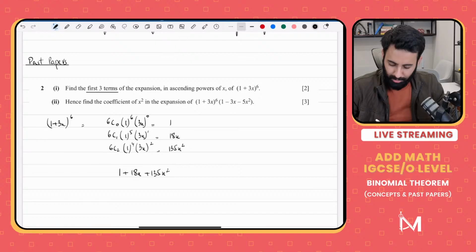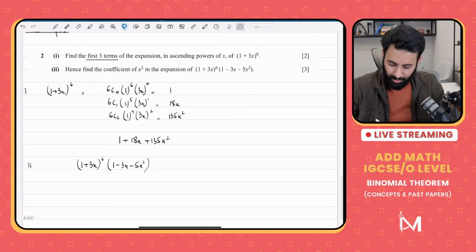Now, next part. Part 2 says, hence find the coefficient of x squared in the expansion of 1 plus 3x, the whole thing power 6, into 1 minus 3x minus 5x squared. Ab dekho, don't waste your time trying to look for a formula for everything. In some areas, you have to just use your common sense. So notice that the question made us expand 1 plus 3x to a certain power, and that power was x squared. And why is that? That's because we have all the relevant terms that will multiply and give us x squared. Okay, so अगर हम इनको multiply करें तो हम देख सकते हैं कि we have all the relevant terms which will multiply and give us x squared.